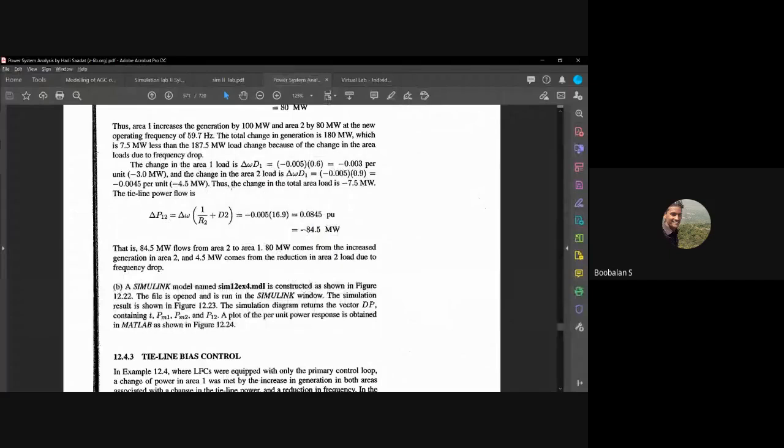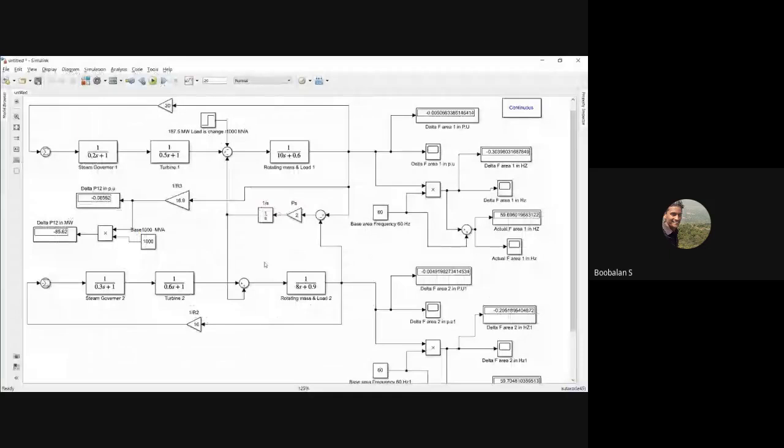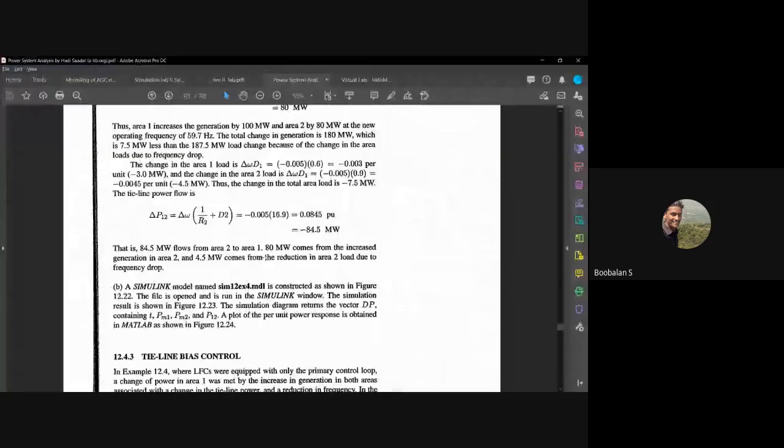This is the actual load, which is now the power flow. Once that load of 187.5 megawatts is added to my area 1, due to that the frequency is definitely going to drop. In the same way, my area 2 is connected with my tie line, so the power, which is minus 85.5, is also going to be flowing from area 1 to 2.